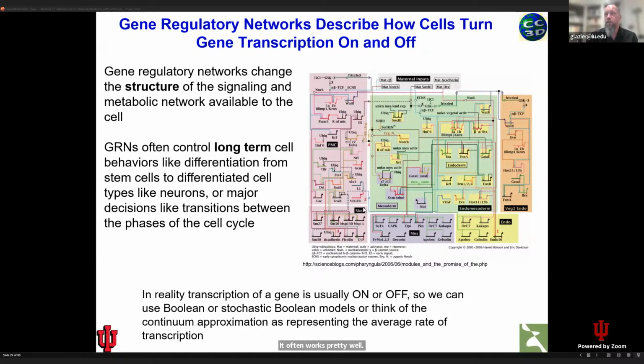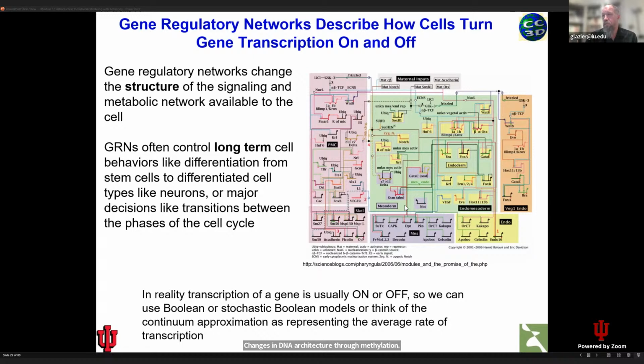But gene regulatory networks fundamentally change the structure of the signaling and metabolic networks in the cell. So they're sort of master regulators, and they control long-term behaviors like differentiation of stem cells into neurons and so on. It winds up that GRNs by themselves cannot produce stable differentiation. And so there's a bit of a gap because we don't really know how the turning on and turning off of genes with transcription factors, for example, leads to long-term stable changes in DNA architecture through methylation or histone modification.